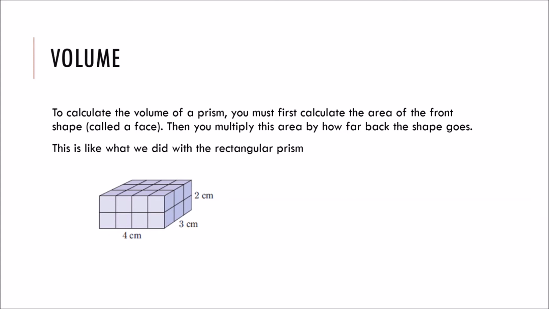So we can do that with this shape here as well. I have the front face, with 4 across and 2 up, so I can find the area of this front. That area is going to be 4 times 2, because I know this height is 2, and that is a total of 8 centimeters squared. And that is the area of this front. So then to find the volume, all I need to do is multiply that area by the length, or how far back it goes, which is 3 centimeters, and I'll get the volume of my rectangular prism.